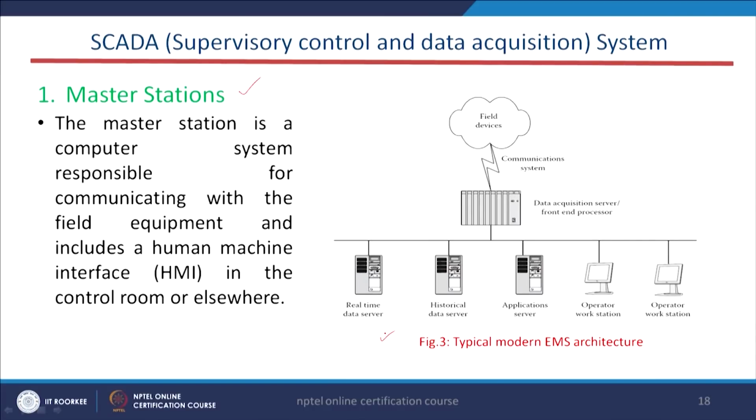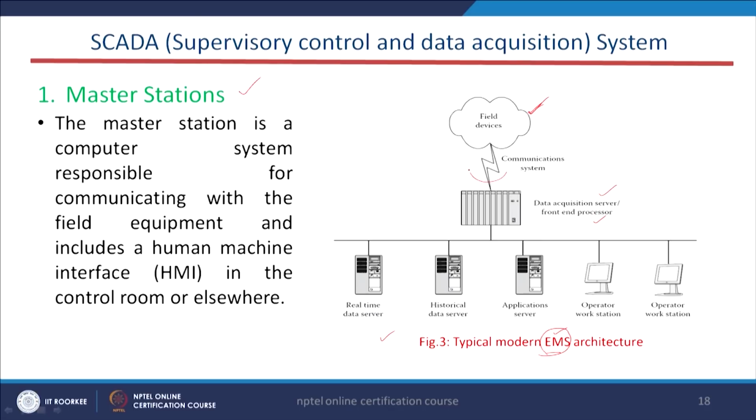Now first of all we will talk about the master station. This is the typical modern EMS architecture. EMS stands for energy management system, and you can see here that we have, first of all, the field devices. The field devices are circuit breakers, relays, digital relays, and reclosers. Those are the field devices, and these devices communicate to the data acquisition server, the front end processor, through the communication system.